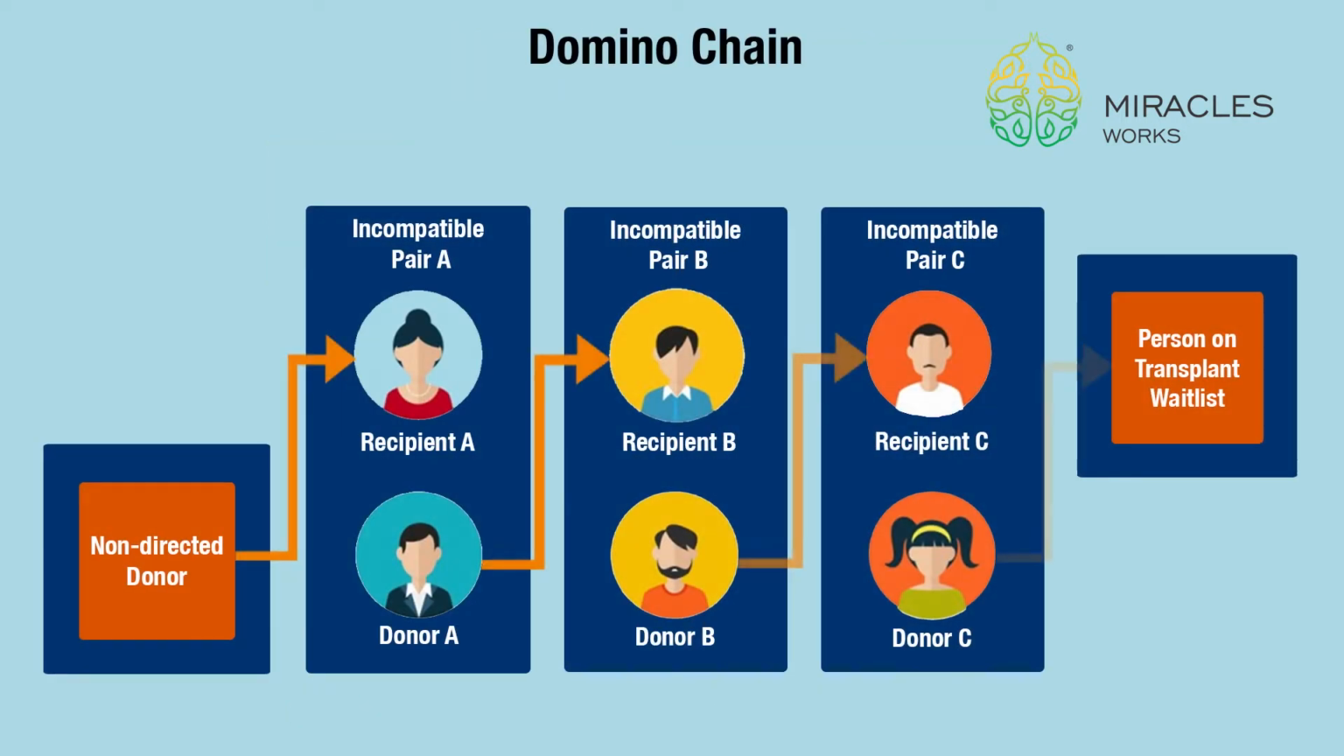If the compatible kidney is not available, the registry can identify kidney in a chain-like manner as shown in this image.